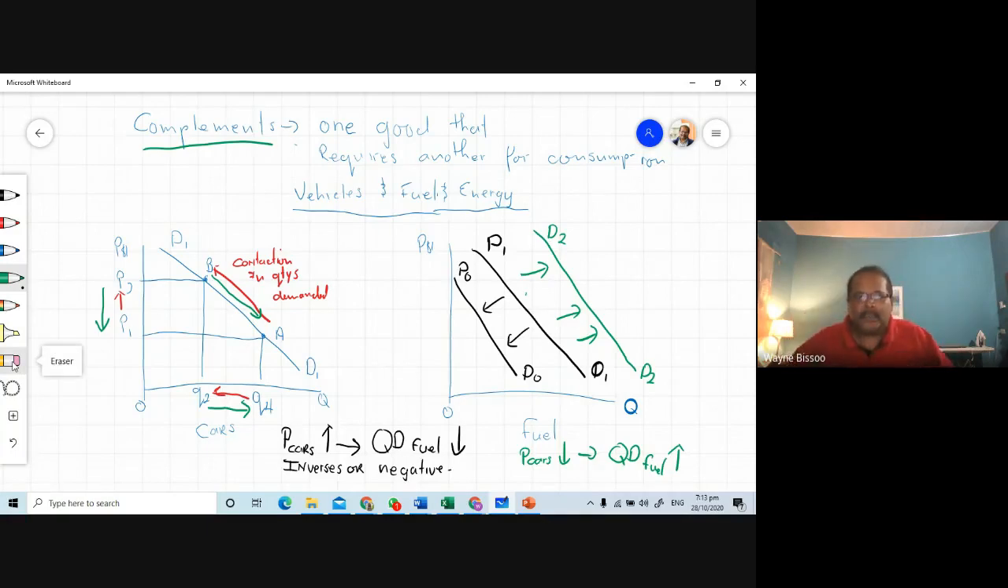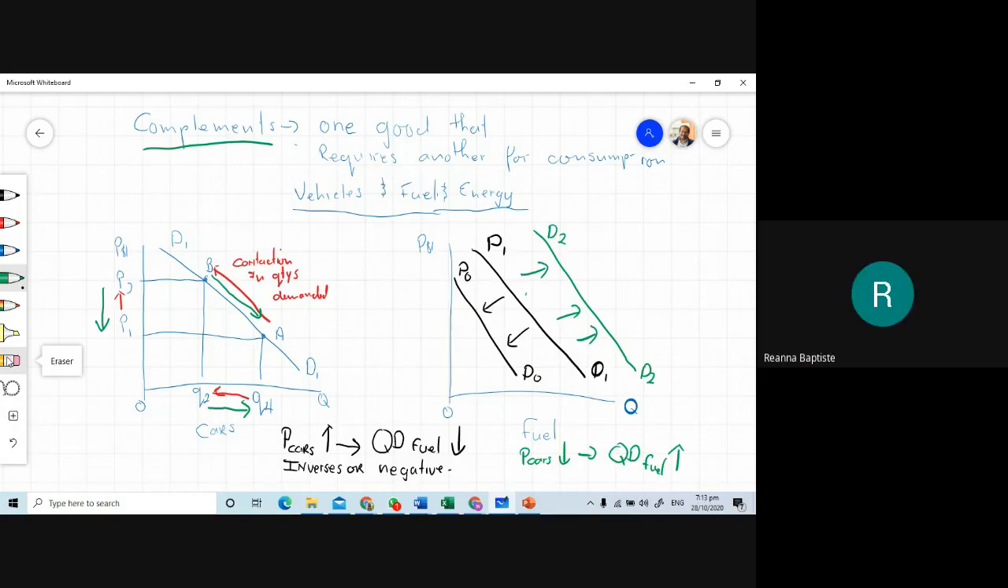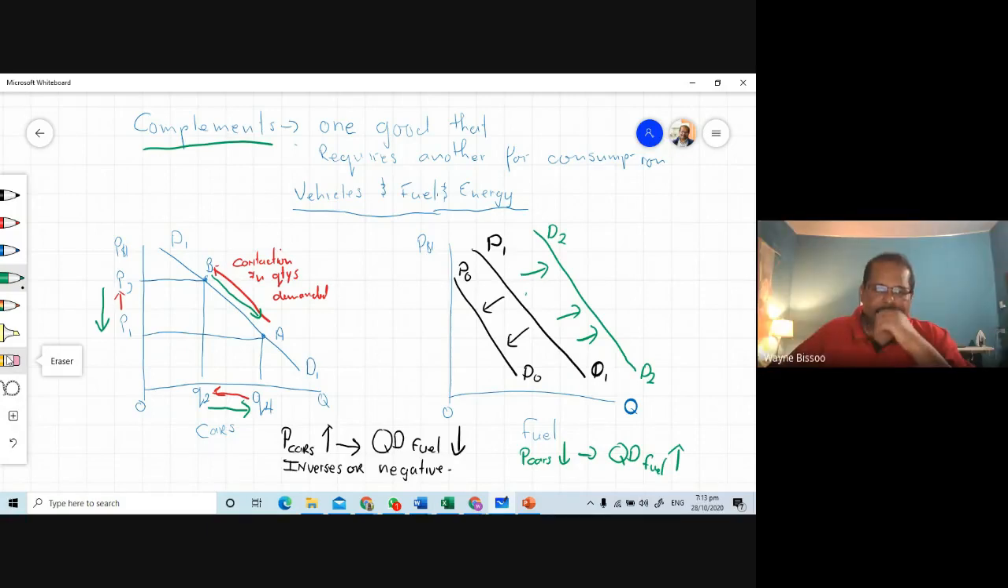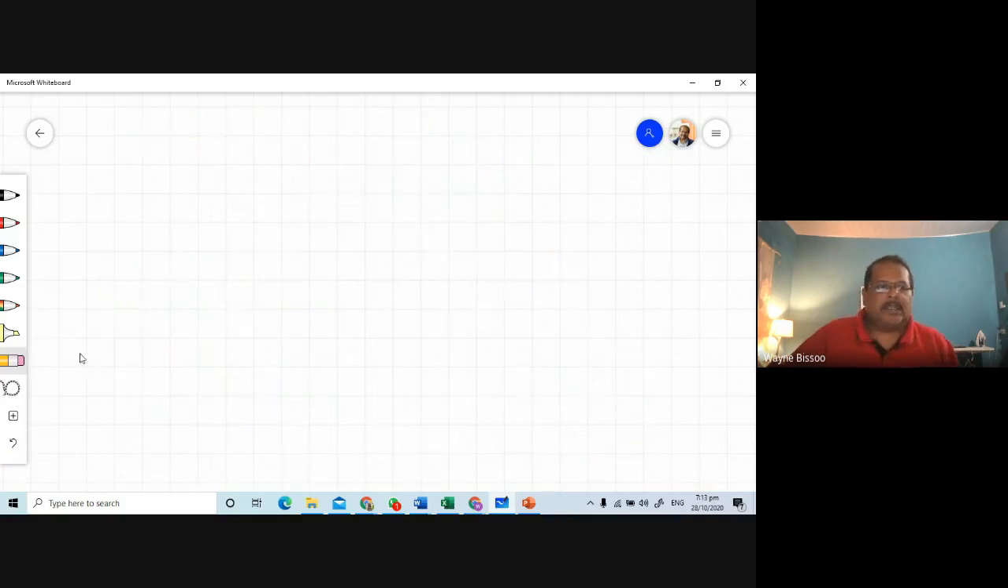I want to look at substitutes in a little bit. Everybody's following this diagram? Cool. All right, so let's clear the canvas, and now we're going to start looking at substitutes.